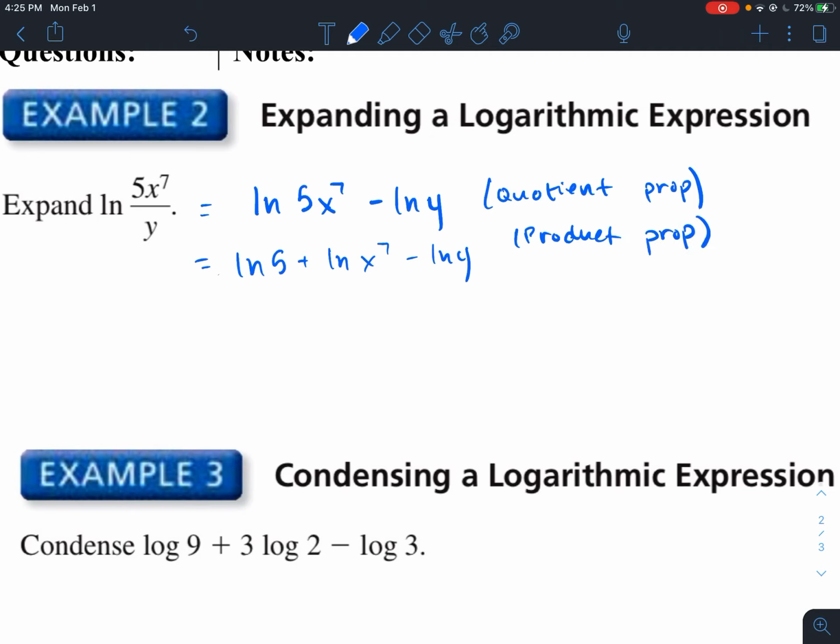And then I could expand it even more, just a little bit, by using the power property because this x is being raised to the 7th power. So this is equal to the natural log of 5 plus 7 natural log of x minus the natural log of y, and that was using the power property. Okay?